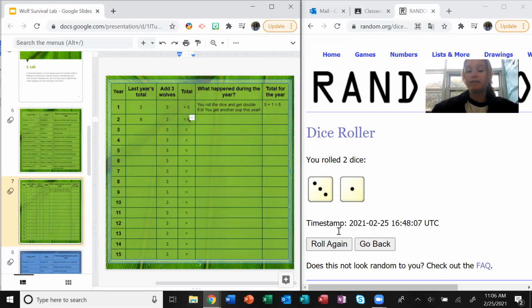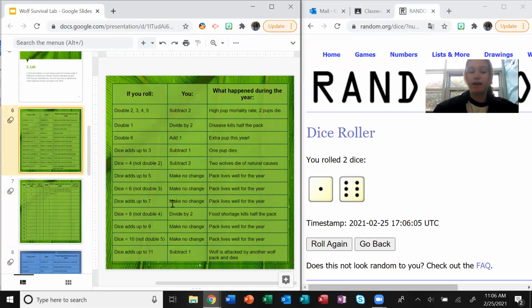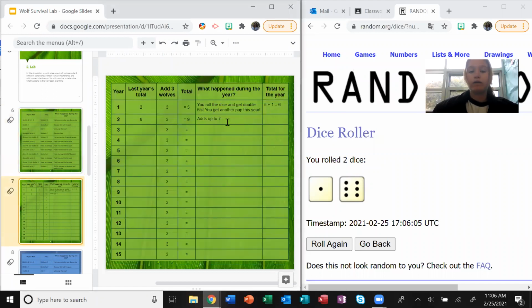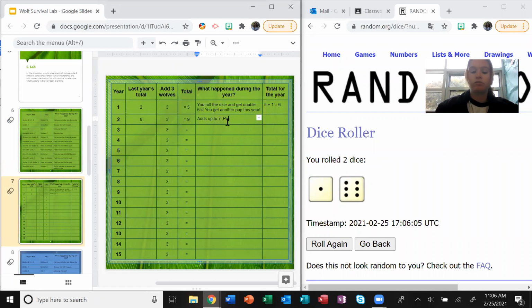Now we're going to roll the dice. I got 7. 6 plus 1 equals 7. Go back to the previous slide. Dice adds up to 7. Make no change. Pack lives well for the year. Great. So now you can just put your explanation: pack lives well for the year. But you are going to then say, all right, total stays at 9, nothing changes.